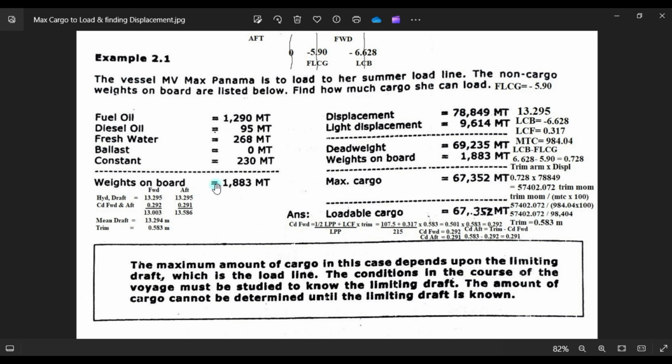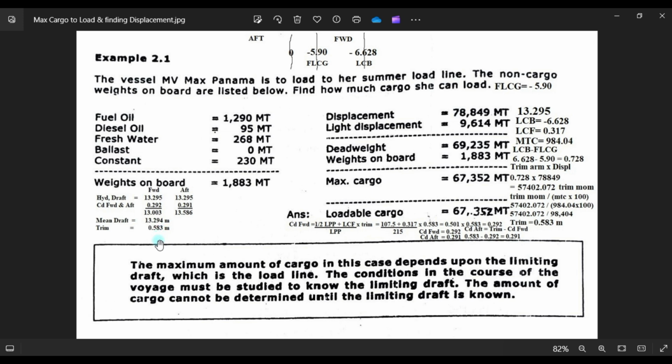Since you are trimmed by the stern, the aft part will sink. So you add the change of drop aft to your drop aft. 13.295 plus 0.291 will be 13.586. So if you deduct 13.003 from 13.586, you will have a trim of 0.583.